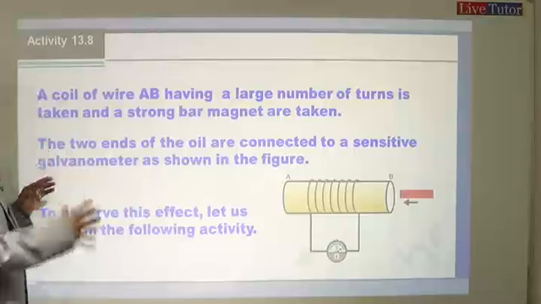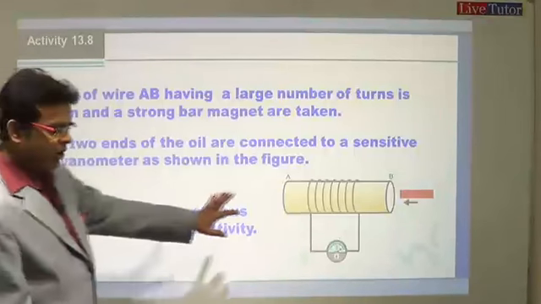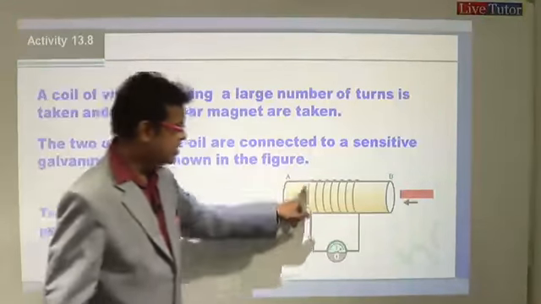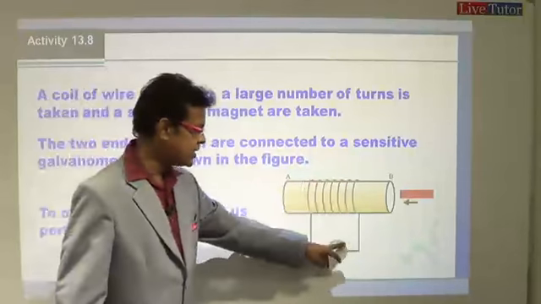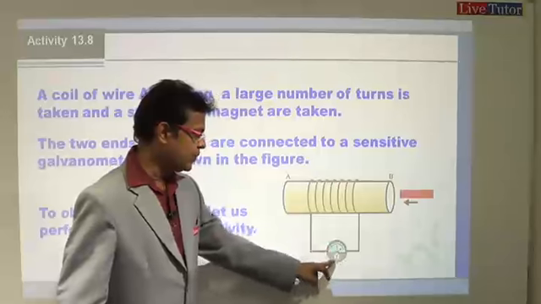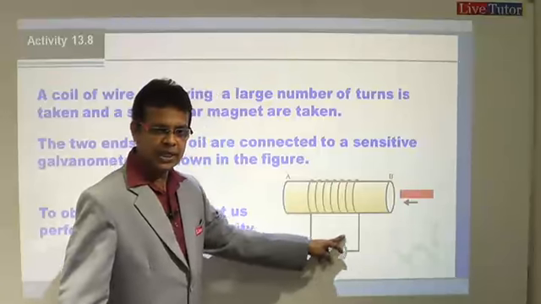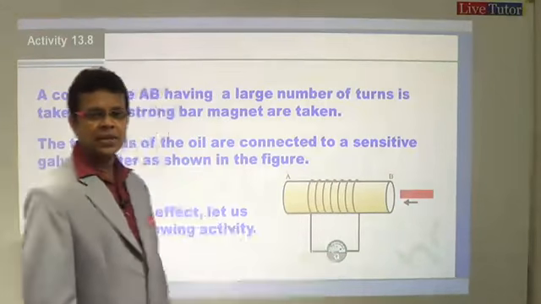Now, let us observe this activity. What are we going to have? The coil is wound on a cardboard like this. We call this the conductor. It is connected to a sensitive galvanometer. What is the use of the galvanometer? You know that. Tell me, what is the use of the galvanometer?